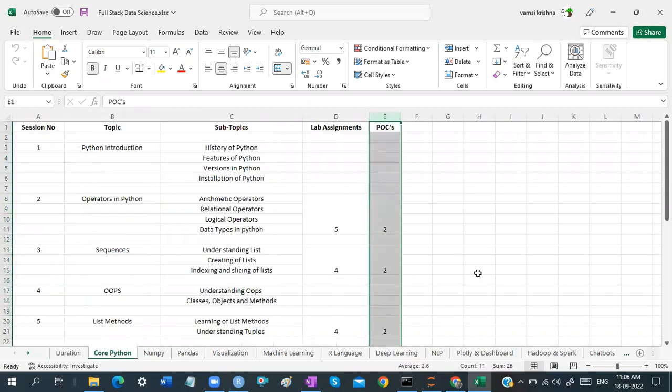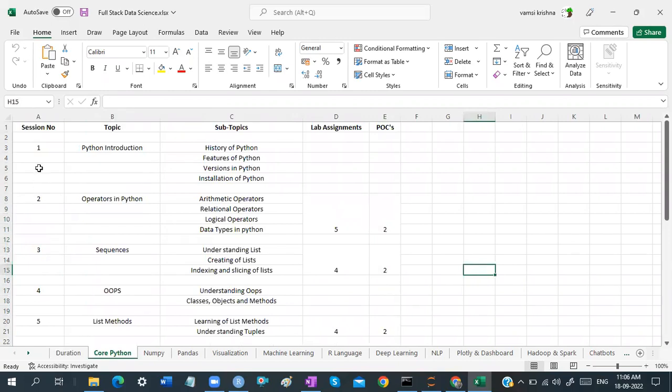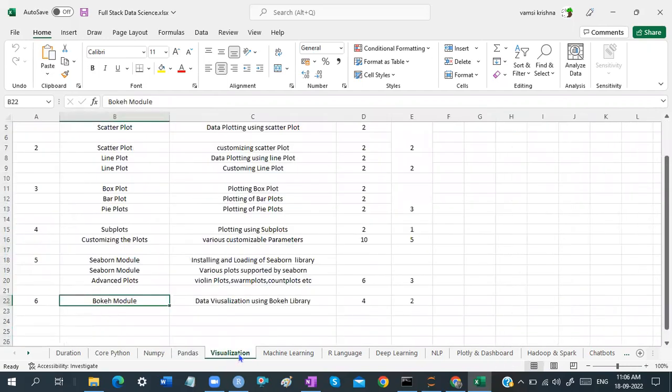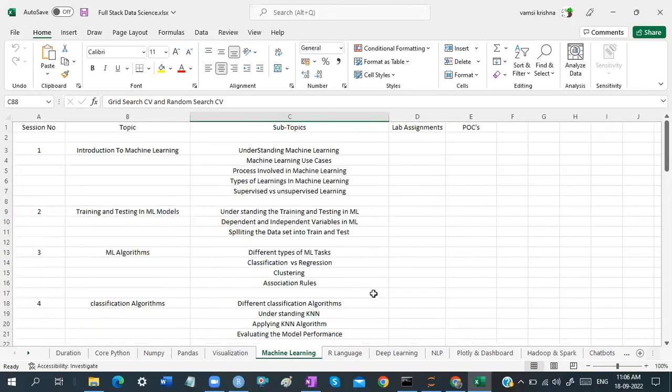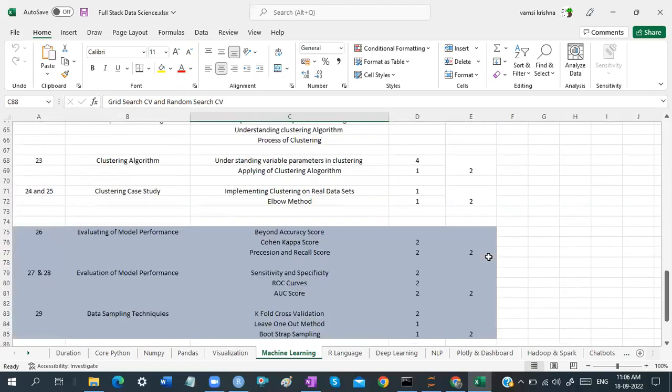Even we are going to be having day-to-day sessions, guys. The day-to-day schedule will have Session 1, Python introduction, and the subtopics: NumPy, pandas, visualization. In the classroom, how many we are going to be doing, lab assignments, POCs, how many we have to do. This is completely about machine learning applications, guys.